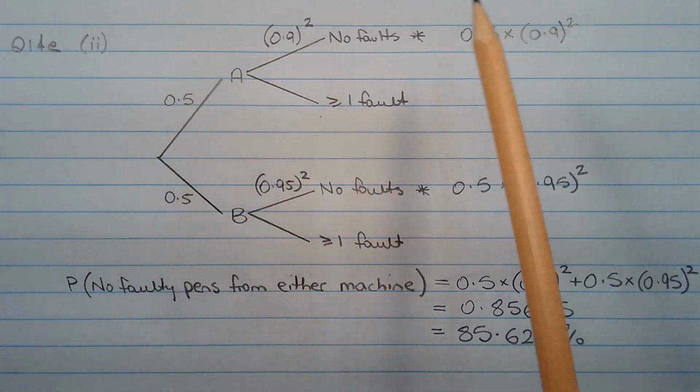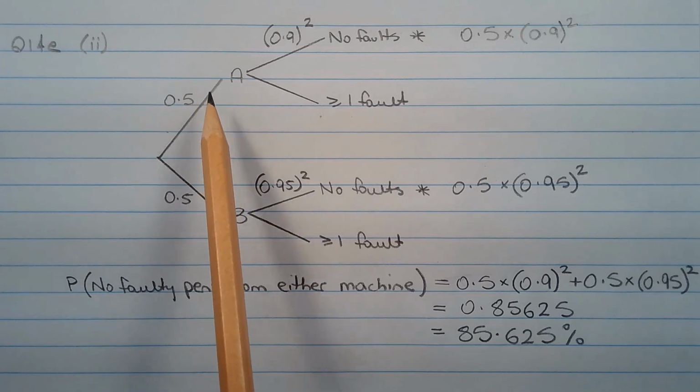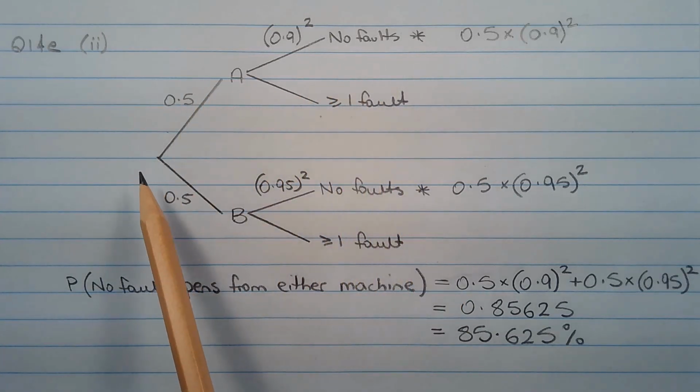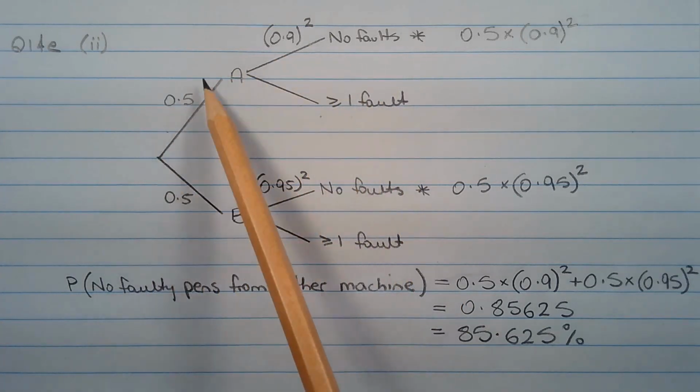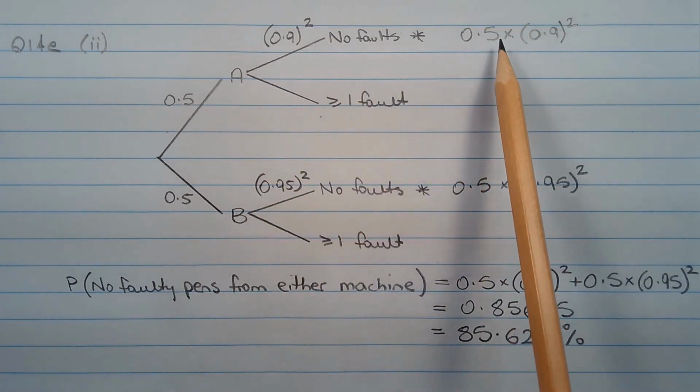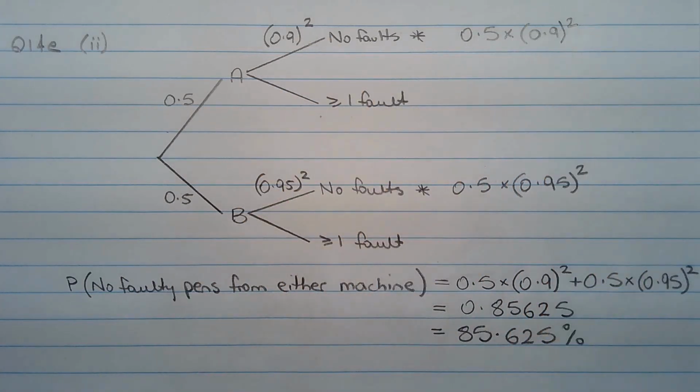So to get the probability of choosing machine A and two pens that are not faulty, we just multiply these values along these branches. So it's going to be 0.5 times 0.9 squared. Now, if we've chosen machine B, the probability of choosing two pens that are not faulty is 0.95 squared. So to get the probability of choosing machine B and two pens that are not faulty is 0.5 times 0.95 squared.